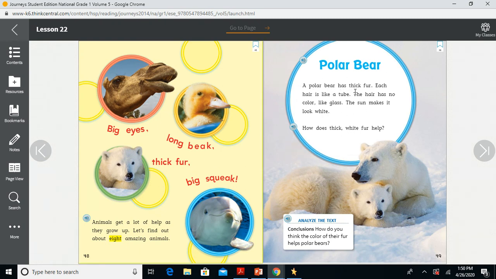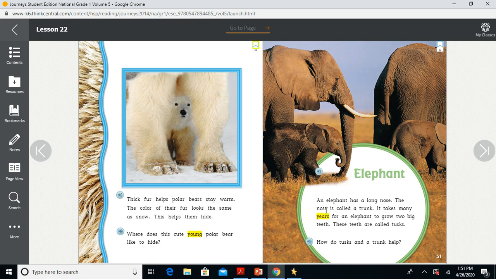A polar bear has thick fur. Each hair is like a tube. The hair has no color like glass. The sun makes it look white. How does thick white fur help? An elephant has a long nose. The nose is called a trunk. It takes many years for an elephant to grow 2 big teeth. These teeth are called tusks. How do tusks and a trunk help?